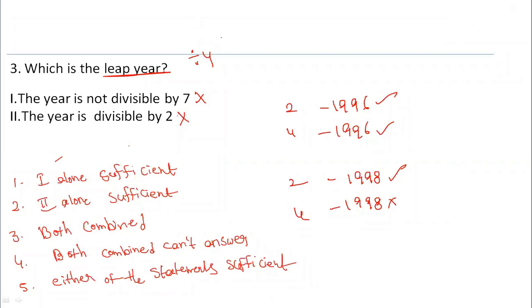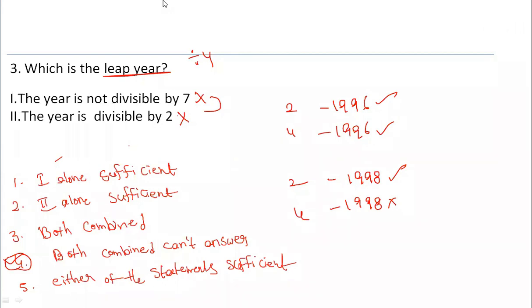Now try combining both the statements. As the divisibility rules of 2 and 7 have nothing to do with the leap year concept, you can't answer the question even by combining both statements. Got the point, right? What's the answer? Combining both the statements, you can't answer the question. As per the options here, both combined can't answer is the answer option. Understood the question? Understood why it is not option 2?